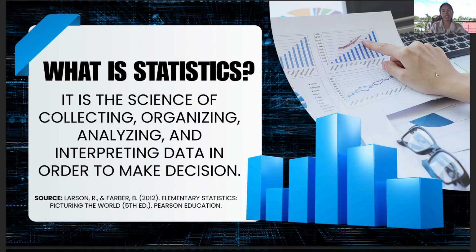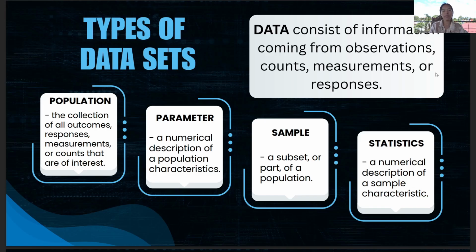So, what is statistics? First, we have to really know what statistics is. Statistics is defined as the science of collecting, organizing, analyzing, and interpreting data in order to make decisions. So, there are types of data sets, but we first need to define what data is. Data consists of information coming from observations, counts, measurements, or responses. And we have the four types of data sets. We have the population, parameter, sample, and statistics.